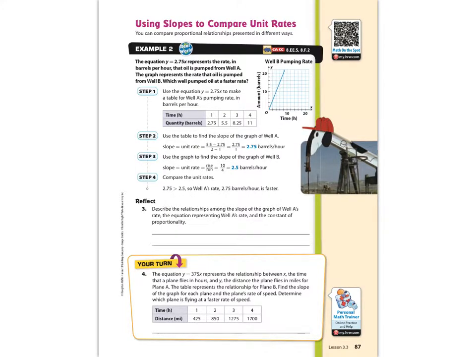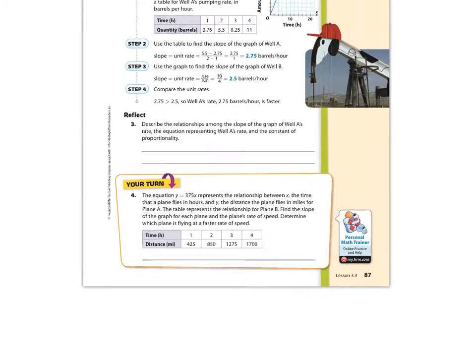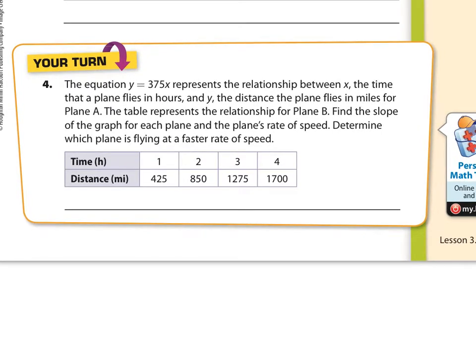And for the last, your turn here, we're going to be using slope to compare unit rates. So we're going to be really comparing two different things here. Number 4, the equation y equals 375x represents the relationship between x, the time that a plane flies in hours, and y, the distance the plane flies in miles for plane A. The relationship for plane B is in the table. We're going to find the slope of the graph for each plane and the plane's rate of speed. Determine which plane is flying at a faster rate of speed.